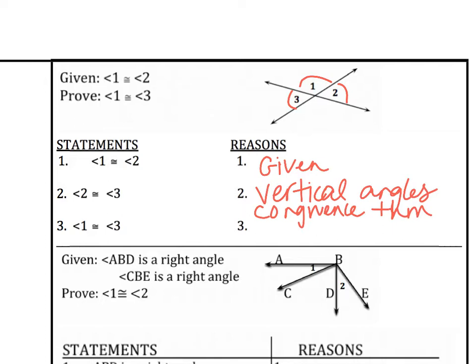Why are we allowed to say that 1 is congruent to 3 now? Look at your statements. Right. 1 is congruent to 2, 2 is congruent to 3, so skip the middle, transitive. Because they have angle 2 in common.